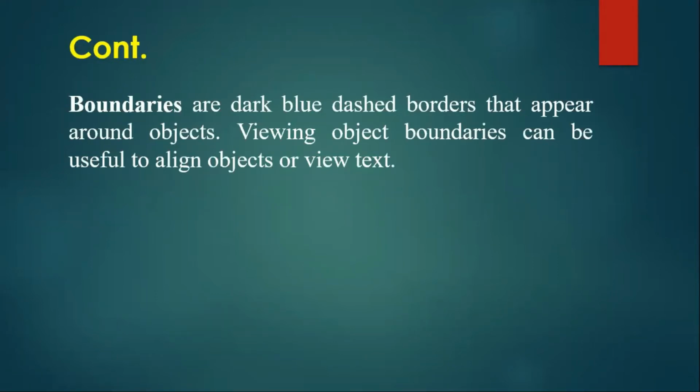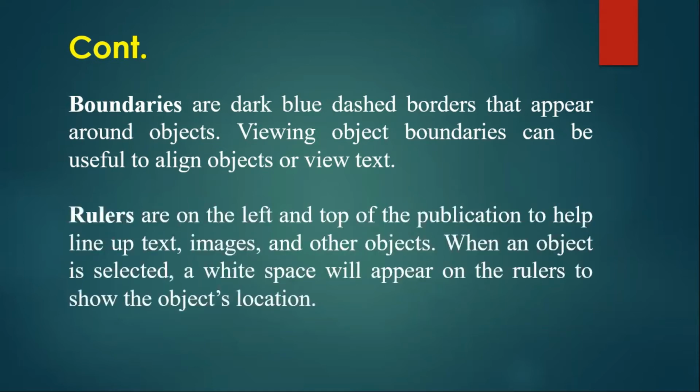We have boundaries. And we are saying that boundaries are dark blue dashed borders that appear around objects. So viewing object boundaries can be useful to align objects or view text. Now, we also have another tool called Rulers. So the ruler is on the left and top of the publication to help line up your text, images, and other objects.